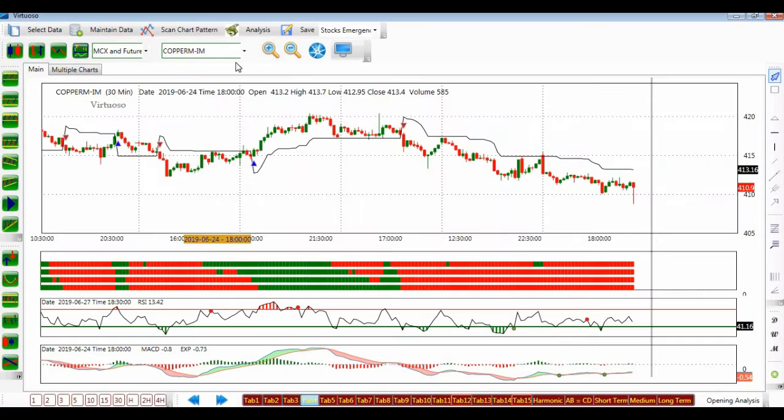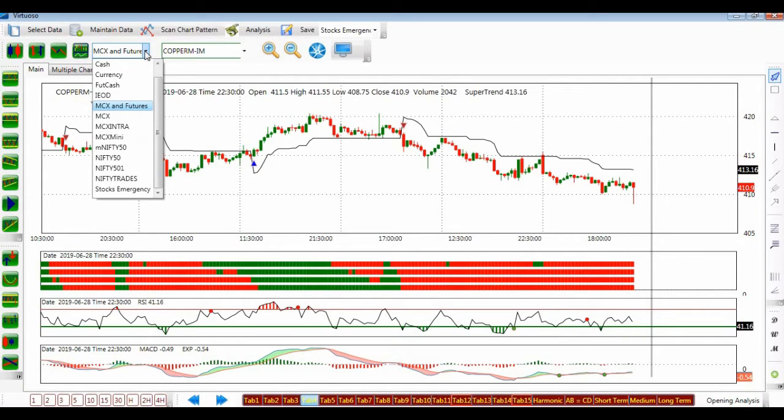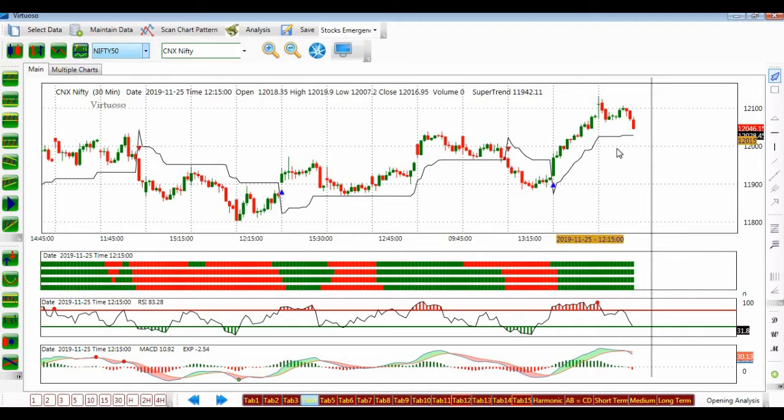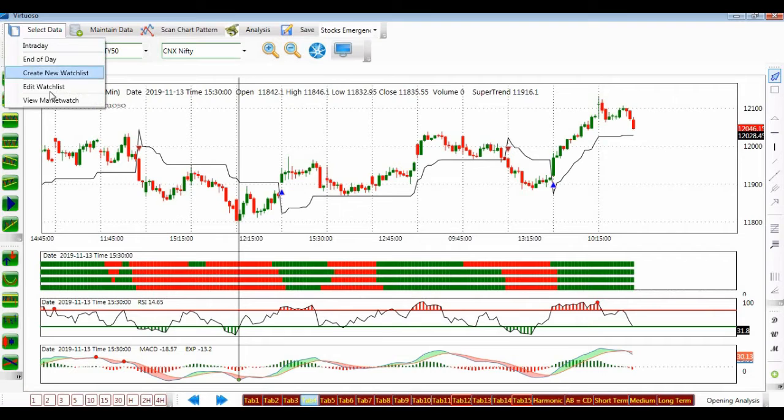If I apply this to, for example, Nifty 50, these are the Nifty 50 charts. Let's have a look at Nifty 50 and see whether this provides a perfect view or not. If I select this watch list, Nifty 50, I go here and go to view market watch.